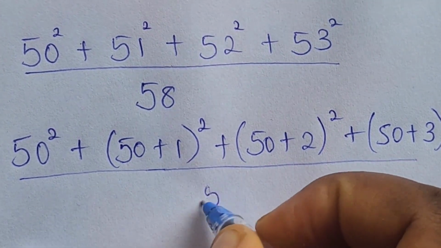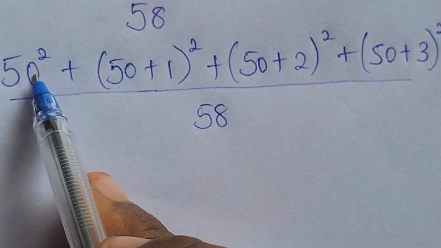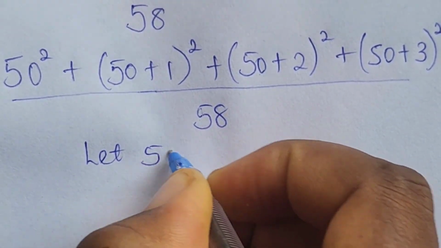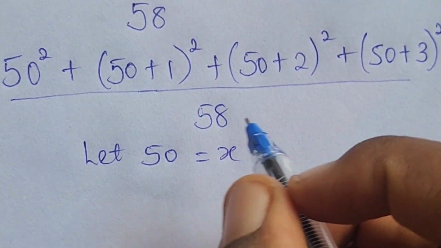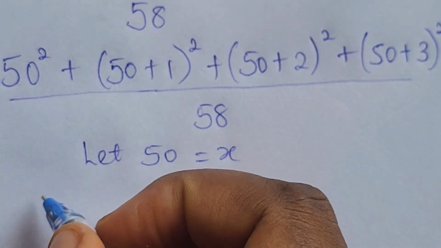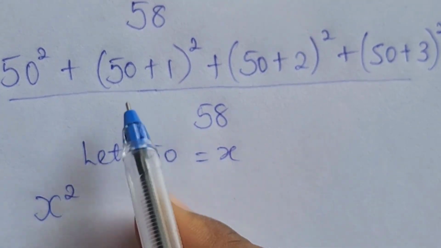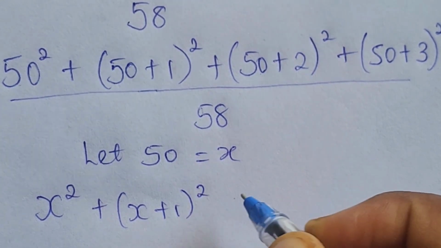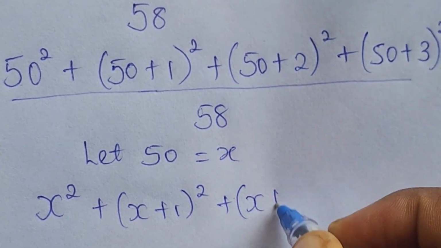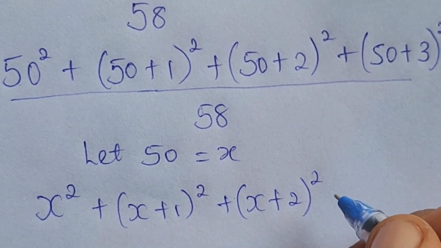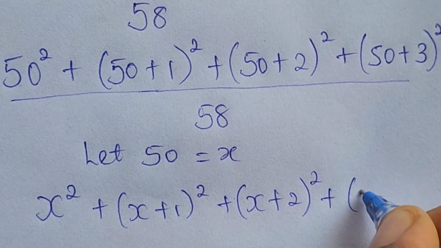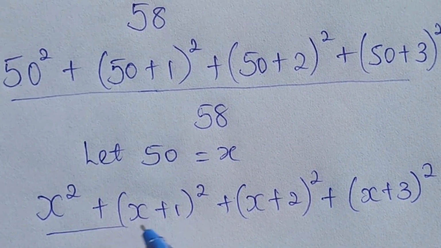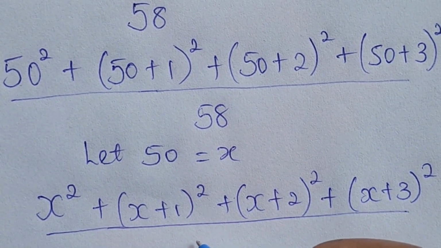over 58. Now 50 is common here, so let our 50 be equal to x. So here we have x squared plus we have x plus 1 all to the power of 2 plus x plus 2 all to the power of 2 plus x plus 3 all to the power of 2, and it's all over 58.